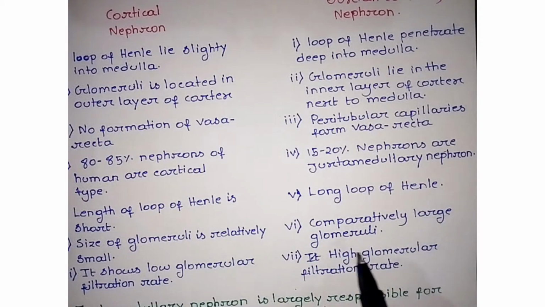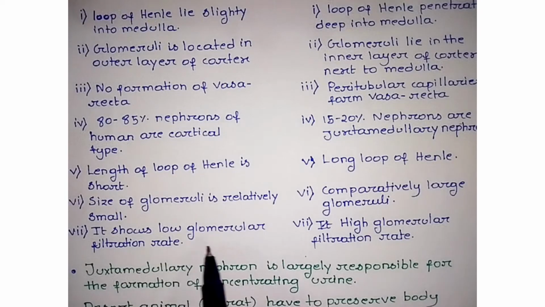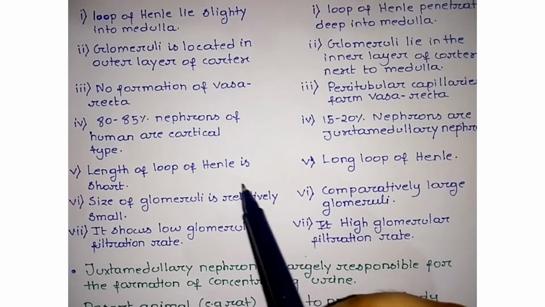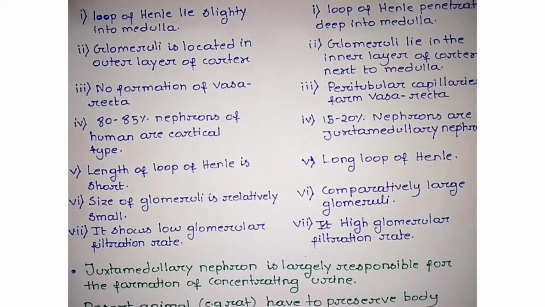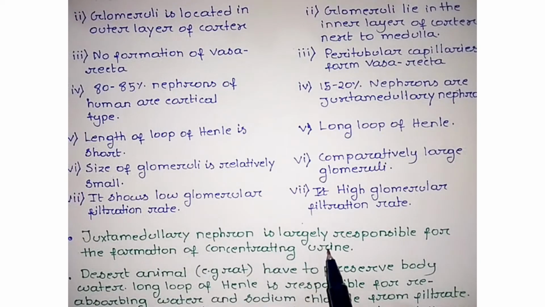The size of glomeruli is relatively small in cortical nephron, so it shows a low glomerular filtration rate. On the other hand, juxtamedullary nephron has comparatively large glomeruli, so it has a high glomerular filtration rate, because the glomerular size differs in these two types of nephron. In case of cortical nephron, the size of the glomeruli is small, which affects the glomerular filtration rate. Now, juxtamedullary nephron is largely responsible for the formation of concentrated urine because the loop of Henle is long.